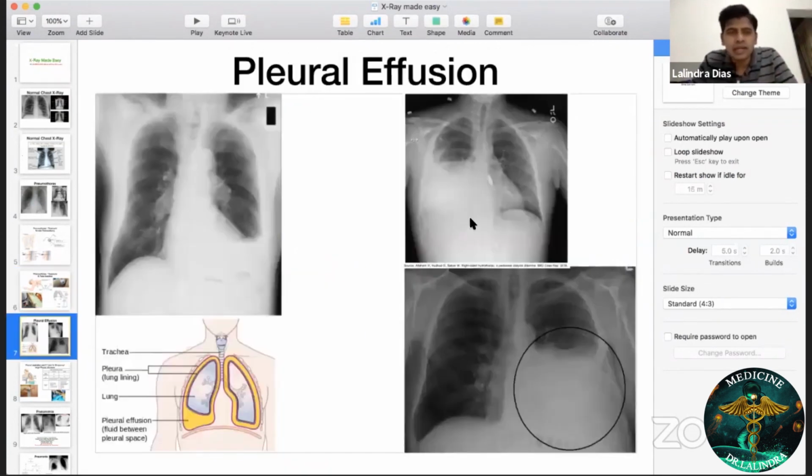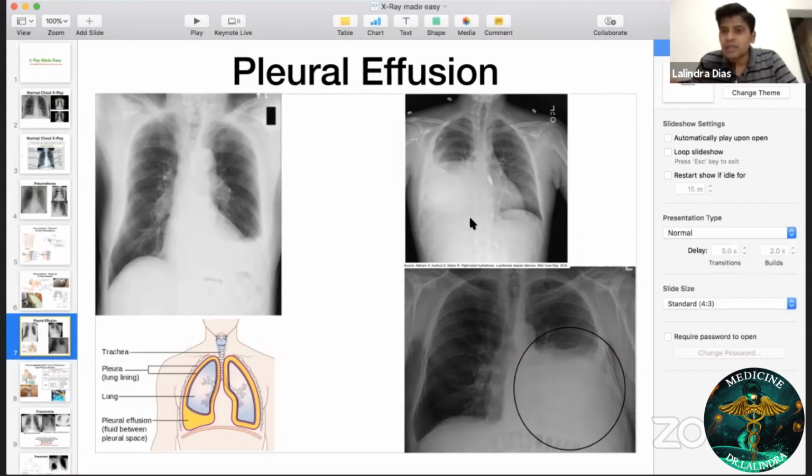So that is black color shadows. Now we are going to talk about white color shadows. When you take white color shadows, the most important thing is, in this pleural space you can get water. When you get water in the pleural space, you call it pleural effusion. Water in the pleural space is called pleural effusion. Blood in the pleural space is called pneumothorax.